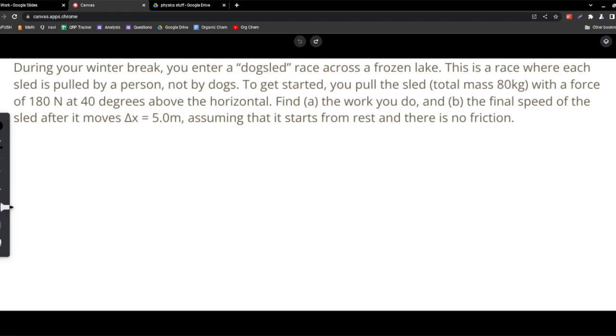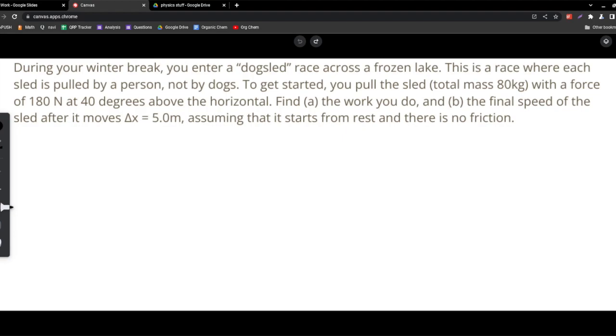To get started, you pull the sled, total mass 80 kilograms, with a force of 180 newtons at 40 degrees above the horizontal. Find A, the work you do, and B, the final speed of the sled after it moves 5 meters, assuming that it starts from rest and there is no friction.